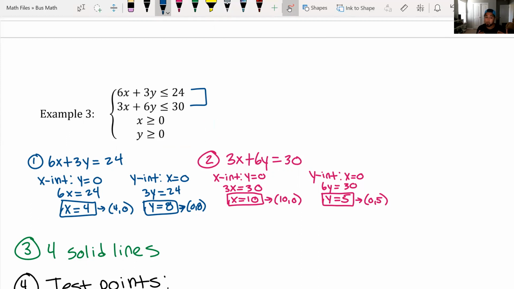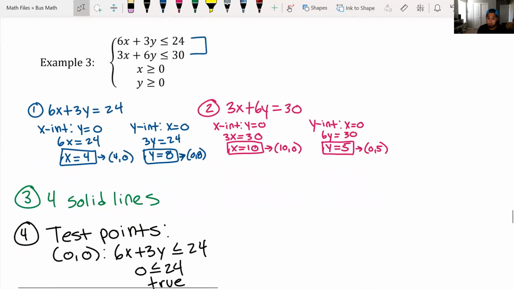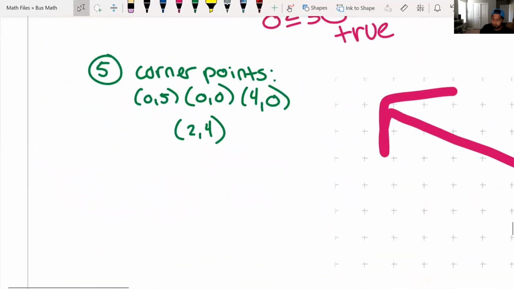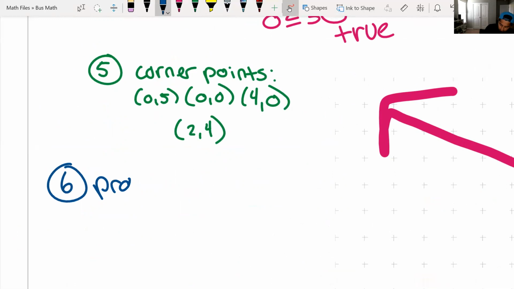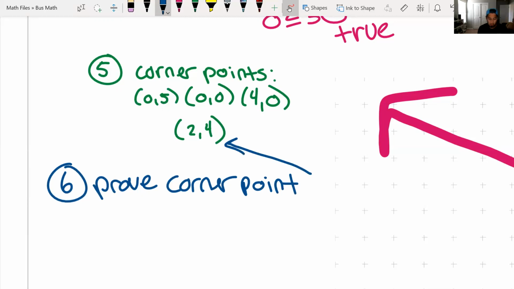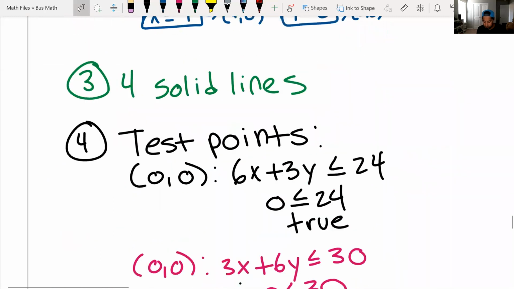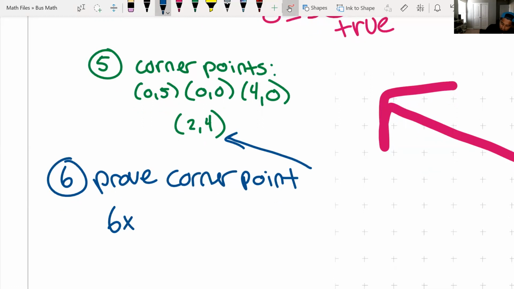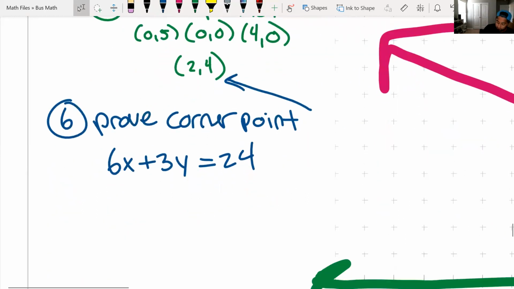If it's not 2, 4, then we must correct it. So this is what we're going to have to do. We're going to solve it as a system of equations. So I'm going to say prove corner point 2, 4. Okay, that means I need the equations 6x plus 3y equal to 24, and 3x plus 6y equal to 30.